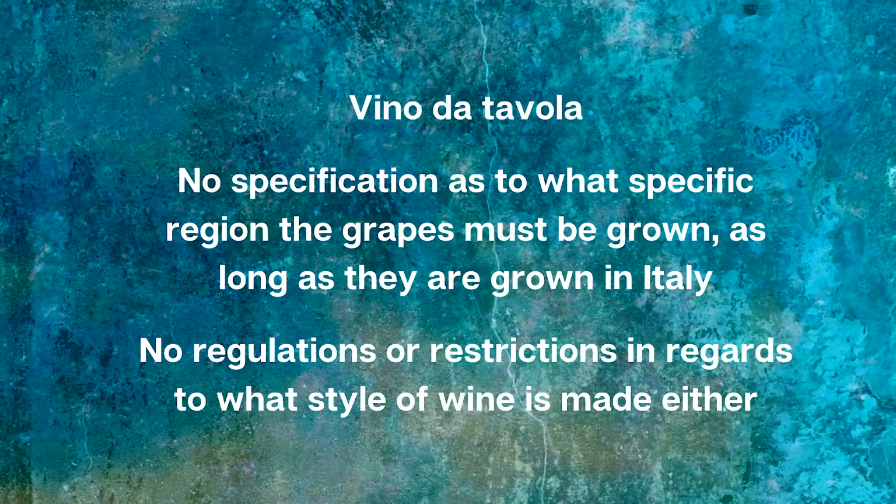The first one and the lowest one is called Vino da Tavola, or translated, table wine. There's no geographical indication for Vino da Tavola classification wines. As long as the grapes are grown in Italy, that's enough. This classification of wine is rarely high enough quality to be shipped outside of Italy as well.